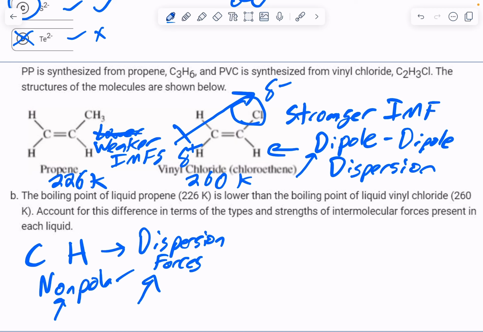If this was a short answer, you would have to explain that using all of these things. So write it out really nice and clear, the reasons and why, talking about the types and the strengths of those intermolecular forces in each liquid, and why one will have a higher boiling point than the other.